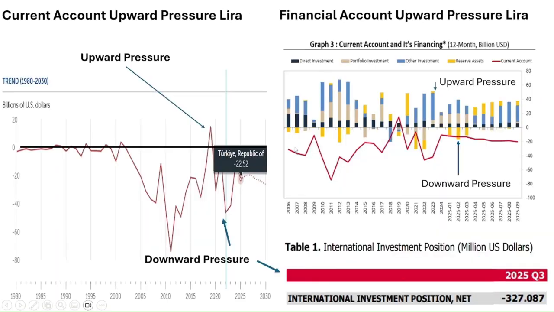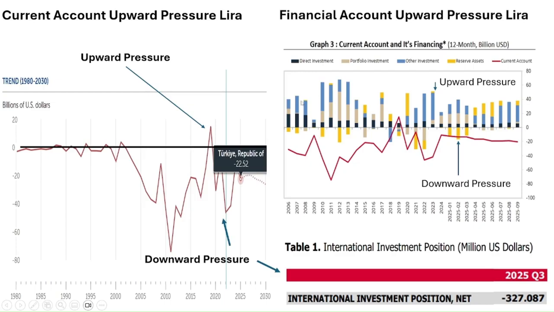So we're taking our understanding of the Chinese balance of payments and applying it to the Turkish balance of payments. We can see that the Turkish economy runs a current account deficit, which basically means they import more than they export, which puts downward pressure on the lira. They also have a net negative international investment position, which basically means they have more foreign liabilities than they have assets abroad, which means if all the assets and liabilities were sold off, there would be a ton of downward pressure on the lira.